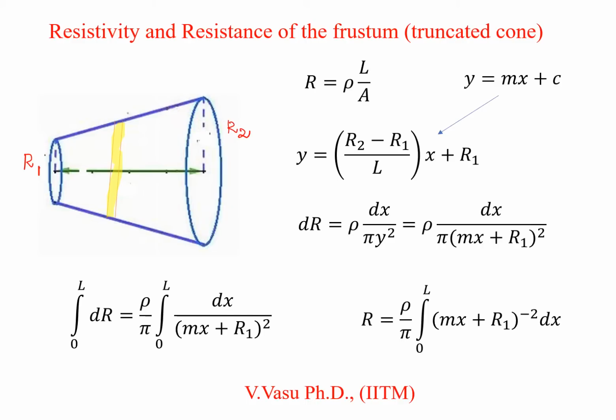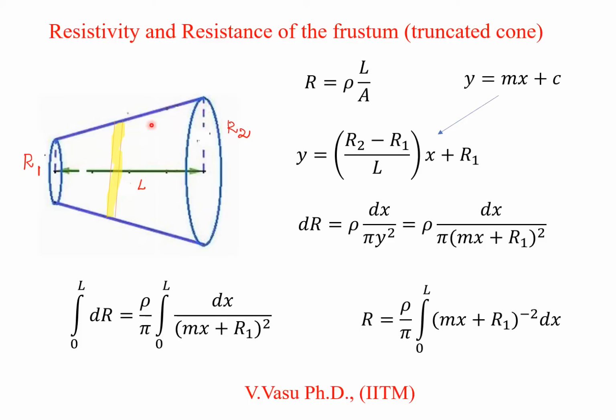So there is a slope here. Then this is a straight line equation. The line I have shown in green color has length L. It follows the straight line equation y equals mx plus c. Here c is naturally the resistance R1 at this end, and m is the slope.